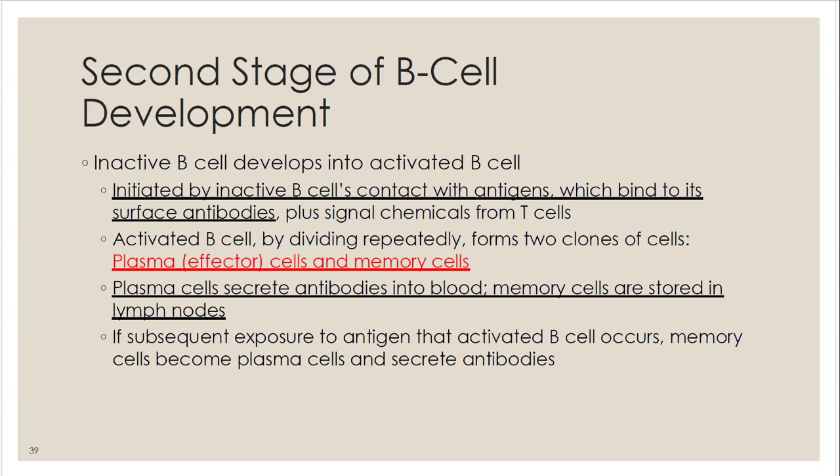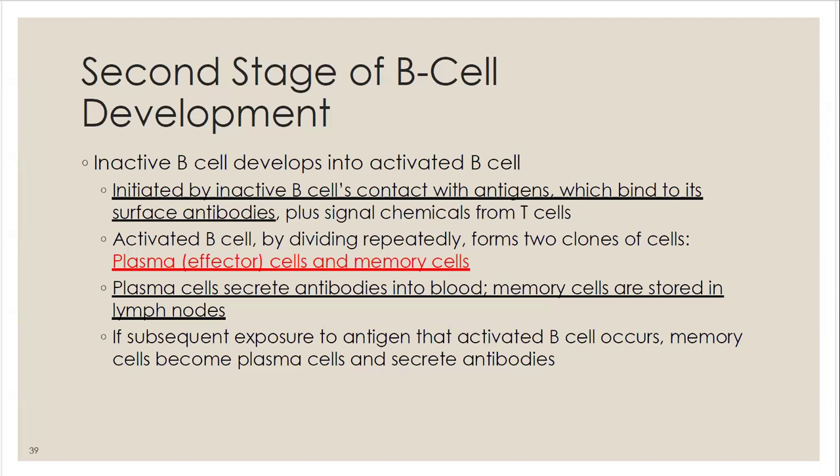All right, so activation of B cells is a critical step in mounting an immune response. So how it works is the antigen binding. Inactive B cells become activated when antigens bind to their surface antibodies. This interaction is supported by signal chemicals, which are released from helper T cells, and this ensures the response is specific.